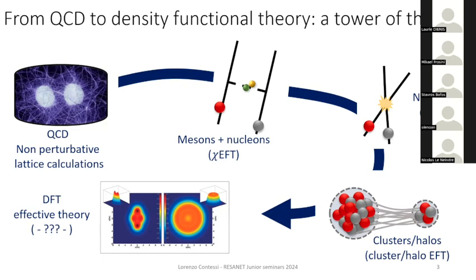So people prefer to start with low-energy degrees of freedom, which are nucleons, and maybe include light mesons. Nucleons can exchange mesons with each other, which is the long-range part of the interaction.